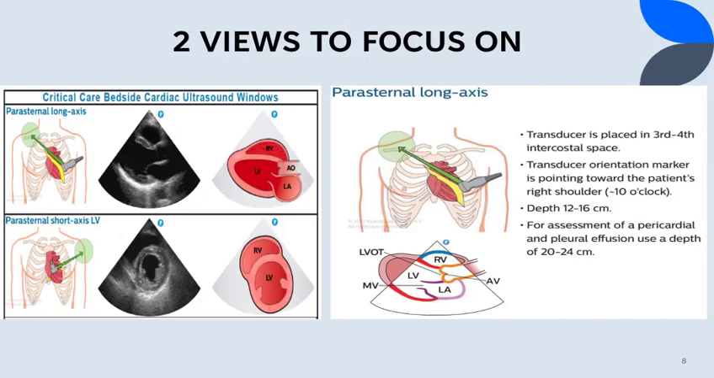On the same level, on the third to fourth intercostal space, you then rotate your probe 90 degrees, which will then give you a parasternal short axis view. These two views will allow you to actually assess the patients for any pericardial effusion and also any pleural effusion, using these two important views.